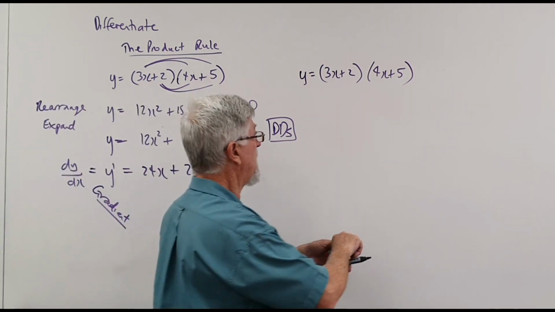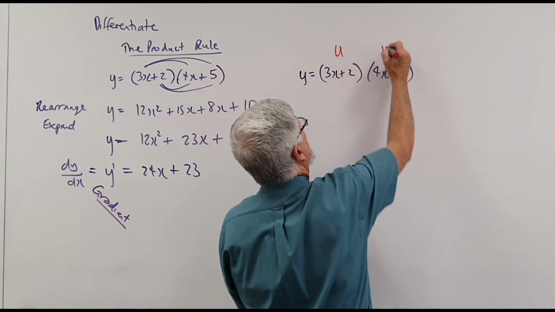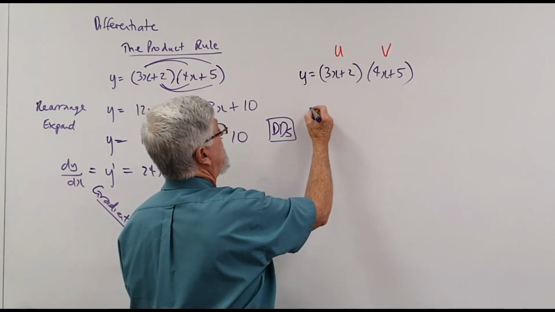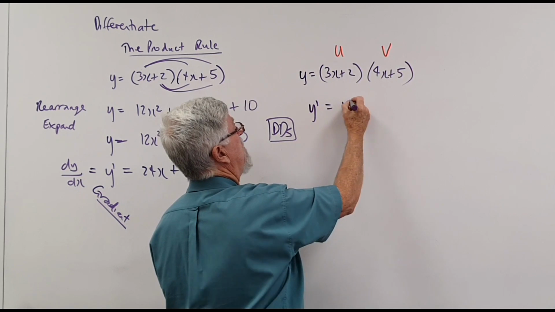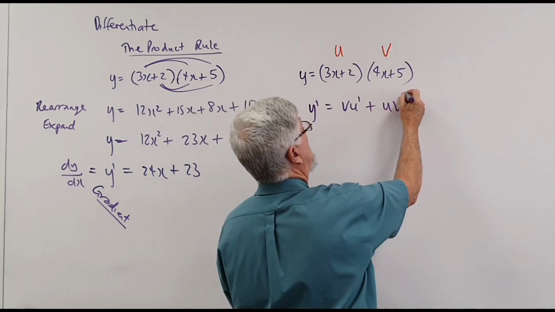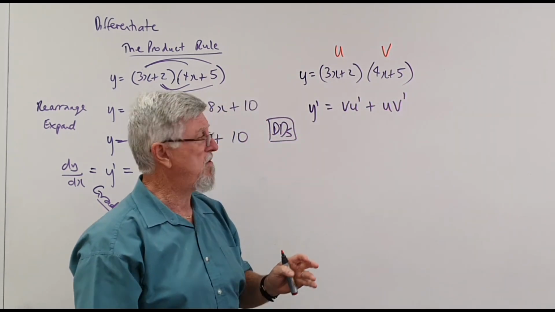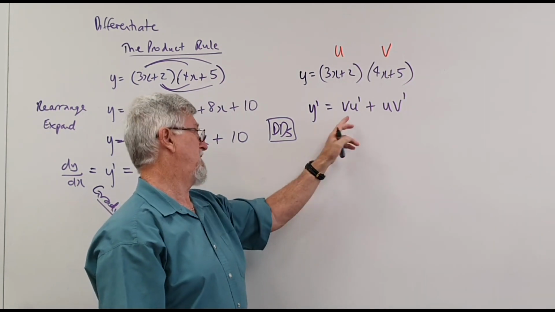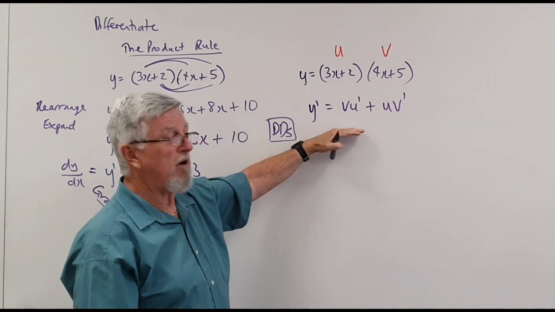Now here's the product rule. Call the first one u, call the second one v. There's so many ways that people write it. I'm going to write it the way I prefer after years of teaching it. You can swap it around. You can write it as all sorts of the u, the x and all. But for the moment, I'm going to call it vu' plus uv'.